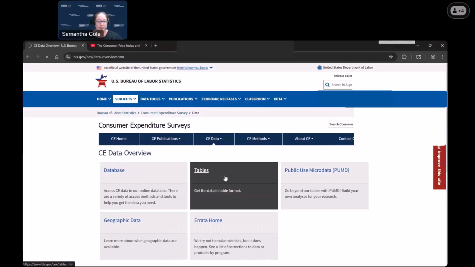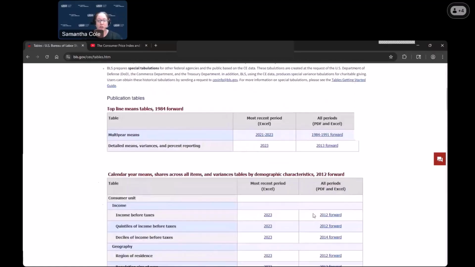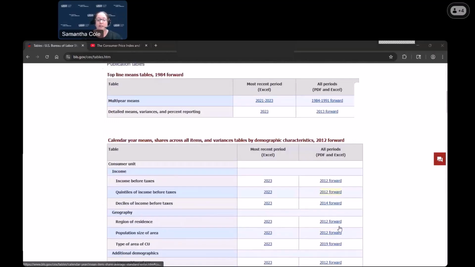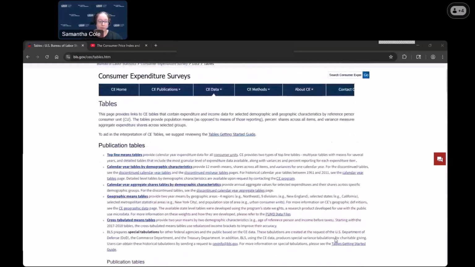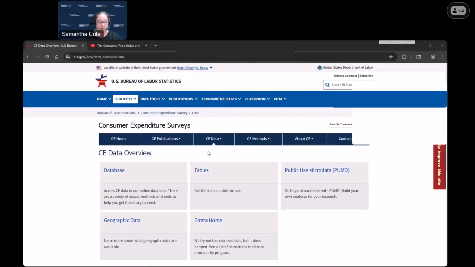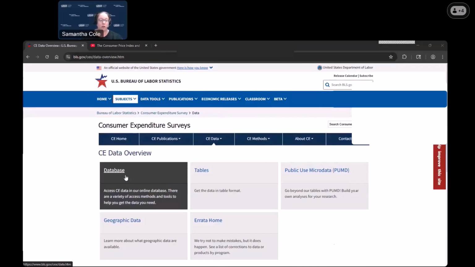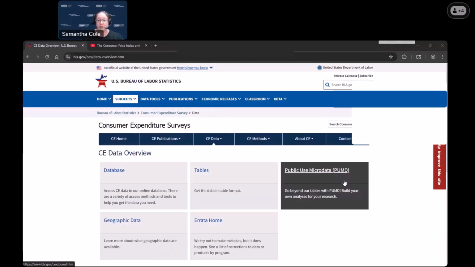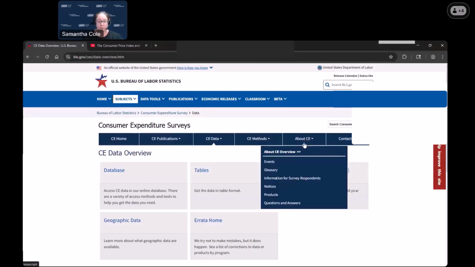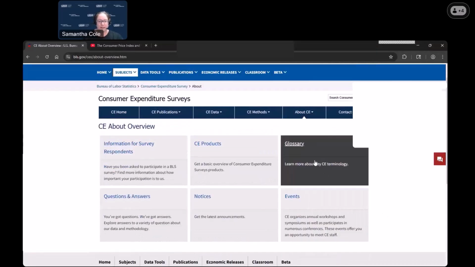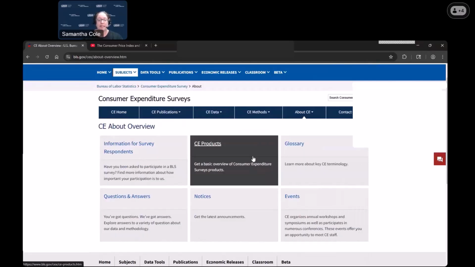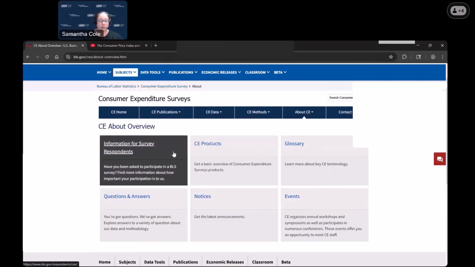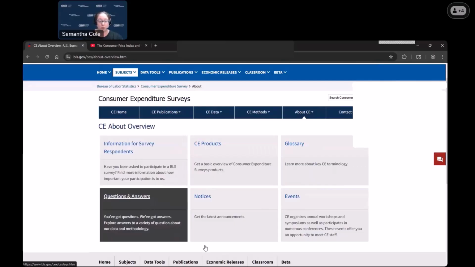Moving to CE data, you can get a little more granular with the data. There is data in tables format, and what I want to point your attention to is you can get data by single year or trend analysis. There's also a database where you can use several online tools to look deeper into your data, look at geographic data collected by CE, and the public use microdata. We'll get to a little bit more of that in a minute. Under About the CE, we have information such as glossary, CE products, information for survey respondents, Q&A, and events.